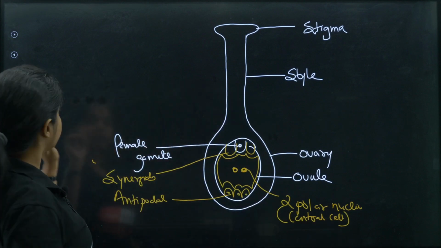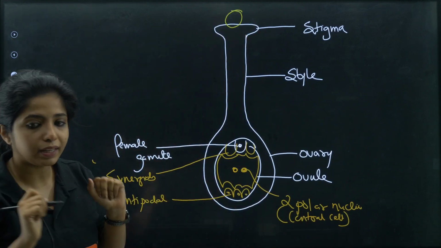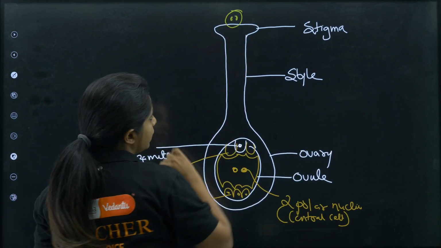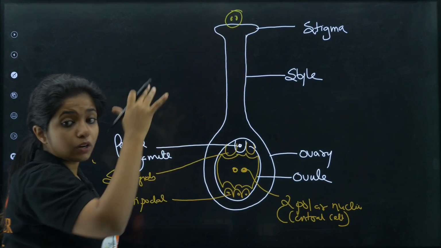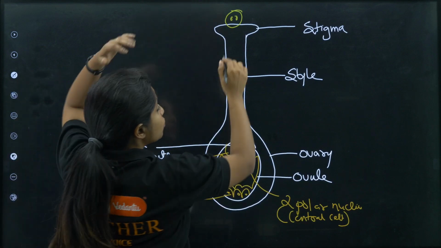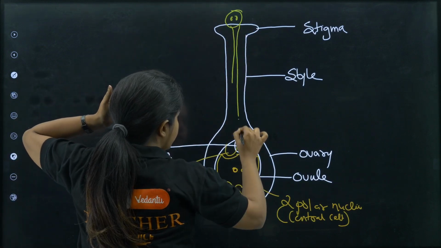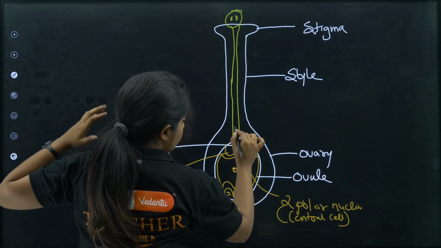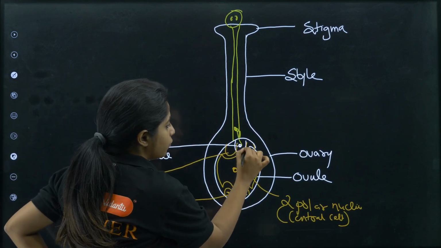Now what happens is that the pollen grain comes and lands, and the pollen grain has 2 male gametes. How many male gametes? 2 male gametes. Once the pollen grain lands, if everything is fine here, there is chemical coordination and they are going to make a tube like this. In this tube, one male gamete that comes is going to fuse with the female gamete.